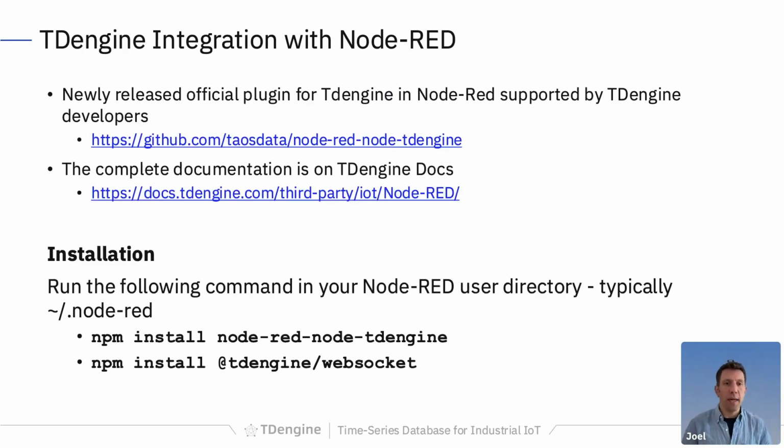In order to get running, if you want to install this and test it out in your own Node-RED instance, you would use npm to install the package. You can install it using npm install node-red-node-tdengine, and you'll also have to install the TDengine WebSocket library, which is a dependency. But with these two packages is all you should need to get the TDengine integration going into your Node-RED.